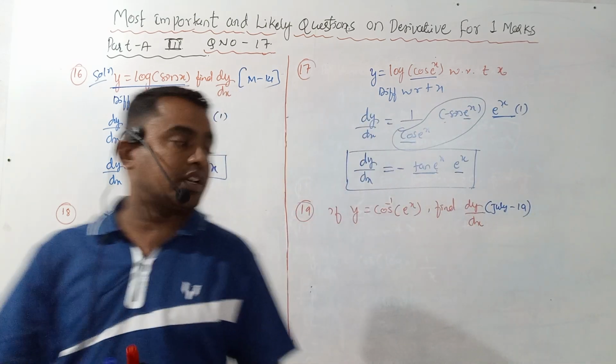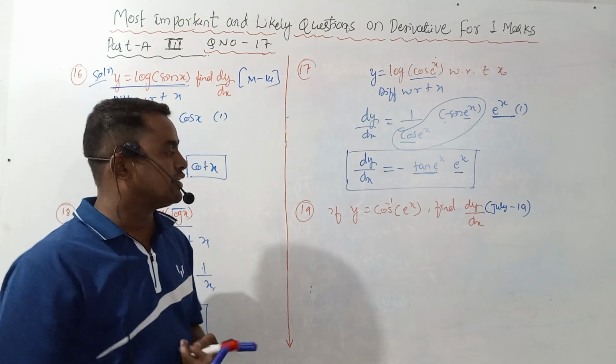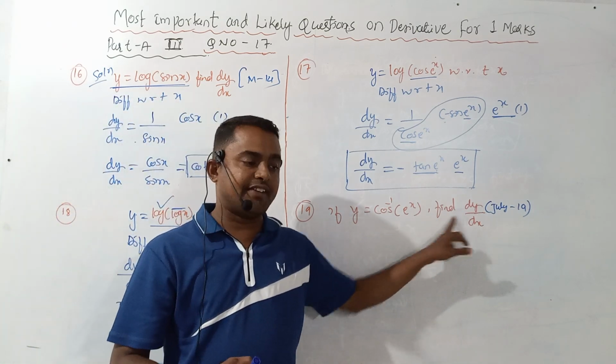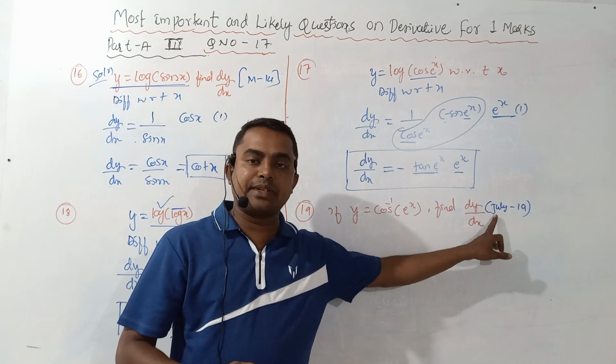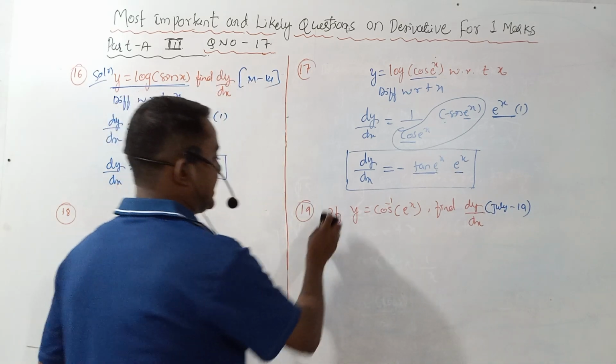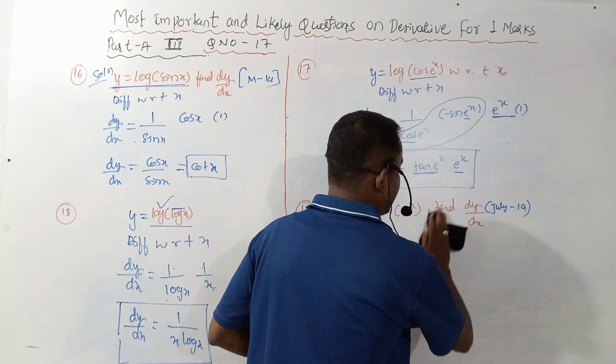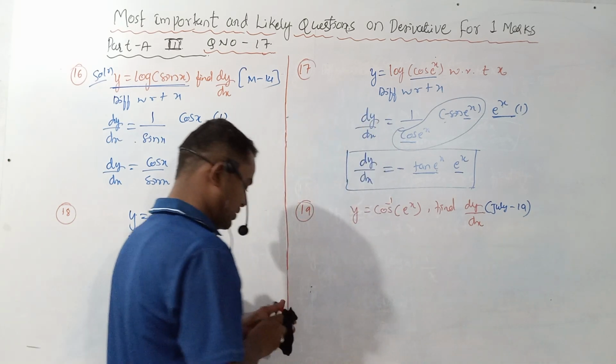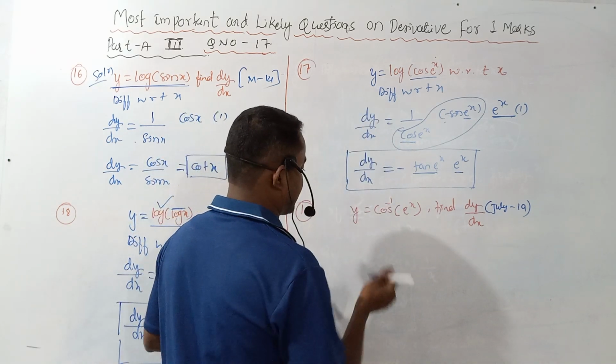Next, question number 19: y is equal to cos inverse of e raised to x. Find dy by dx. This question has been asked in July 2019. So write the solution of the first step, this only. Differentiate with respect to x.